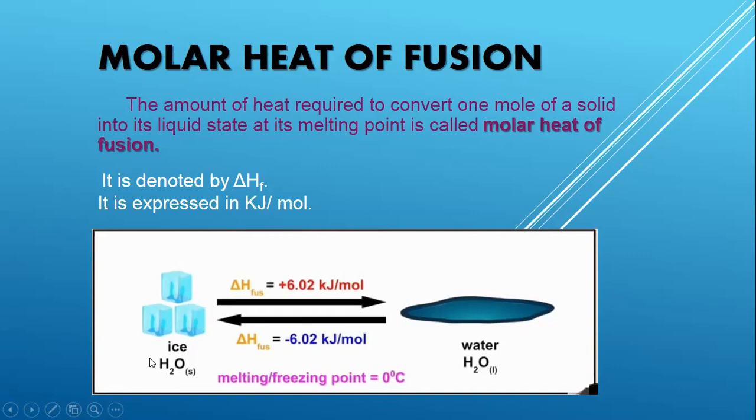Let's see, we have ice and definitely it is water in solid form. When we supply heat of 6.02 kilojoule per mole, this solid form of water is changed into liquid water and vice versa. When you bring the opposite change, that is from liquid water to solid ice, that energy is removed from the system.